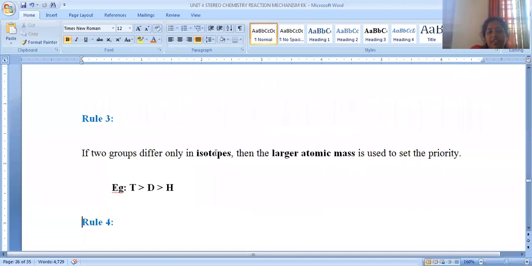In case of isotopes, here tritium, deuterium, hydrogen. In case of isotopes, larger atomic mass is used for higher priority. So in case of isotopes, the higher the atomic mass, the greater the priority. Tritium atomic mass is 3, deuterium 2, hydrogen 1. That's the reason why the order will be tritium to deuterium to hydrogen.